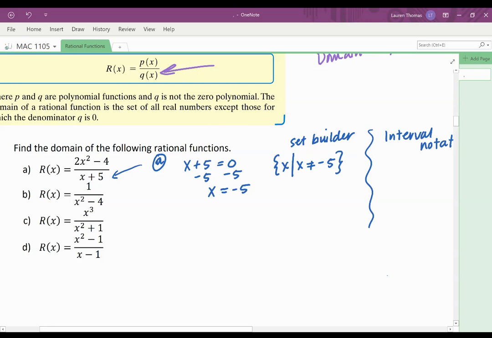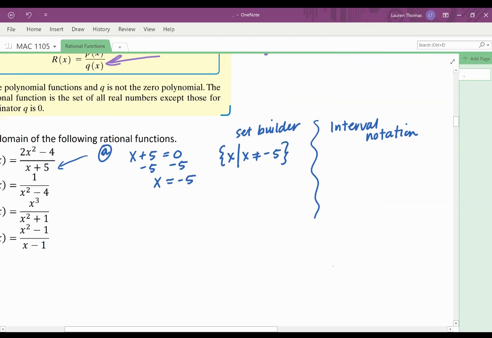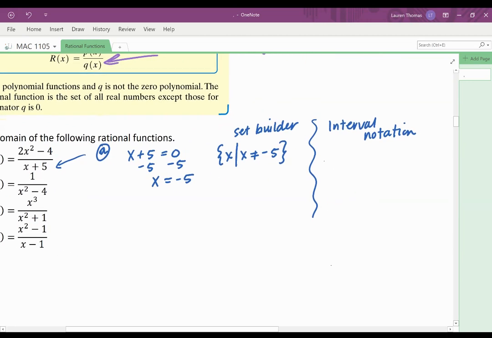If we do the same problem and want to write the answer in interval notation, we're going to write parentheses, negative infinity to negative 5, parentheses, because we're not including negative 5, union, negative 5 to infinity. Cool.